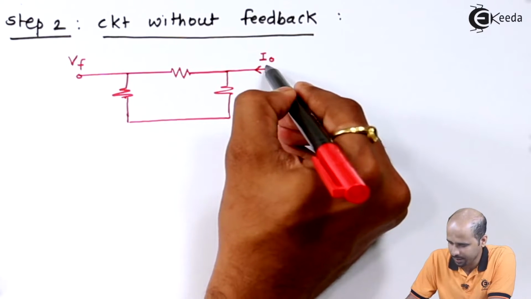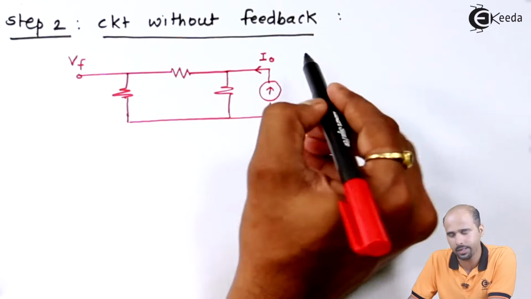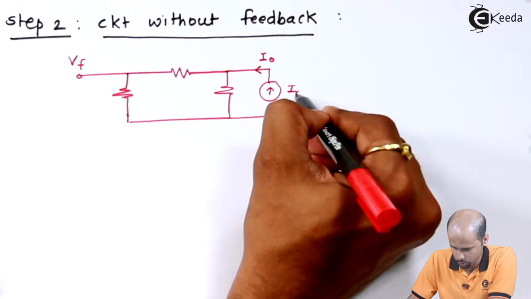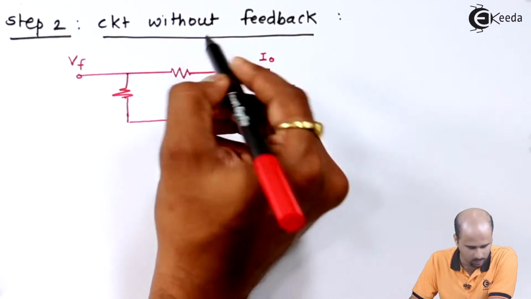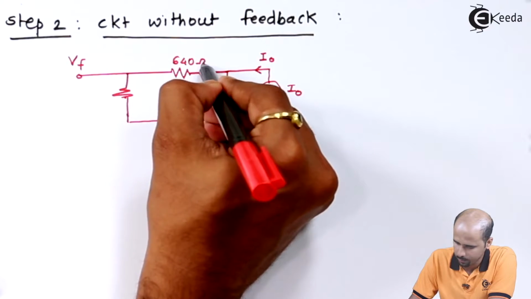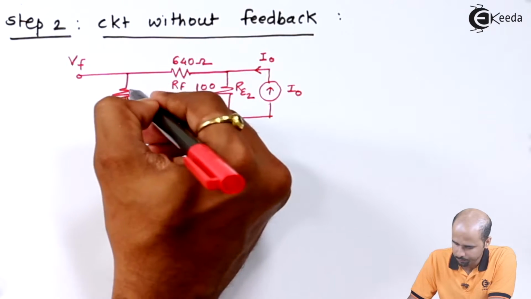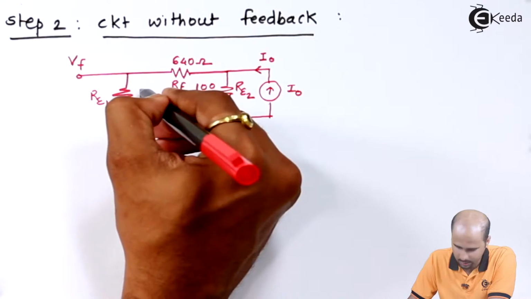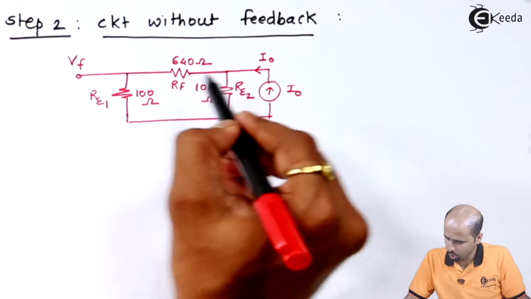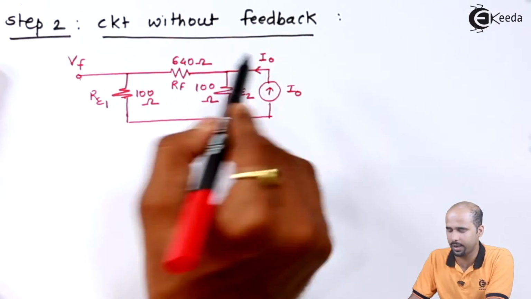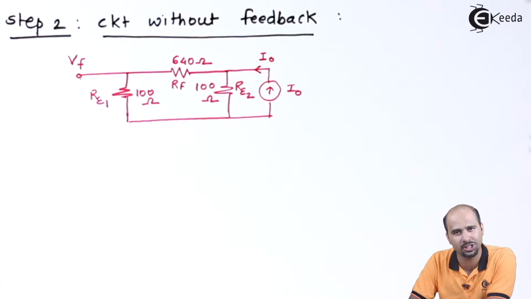We all know that if I am considering this IO, I will treat this as the source, right? You can say this is IO. This is your 100 ohm. I will write directly the value, 100 ohm. This is 640 ohm, right? This is nothing but your RF. I will write these names as well. And this is your RE1. And this is also of value 100. Okay. So what we want? VF divided by IO.